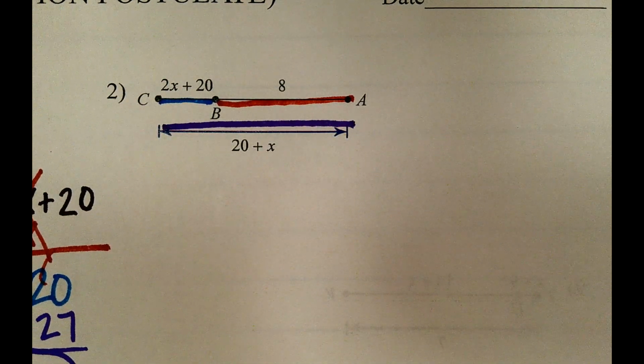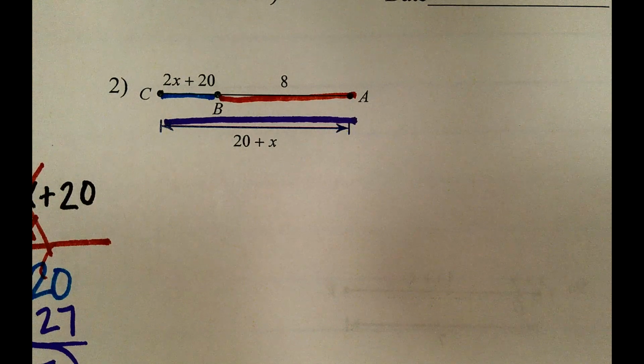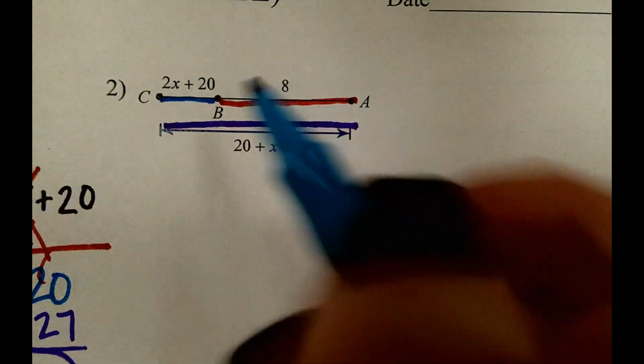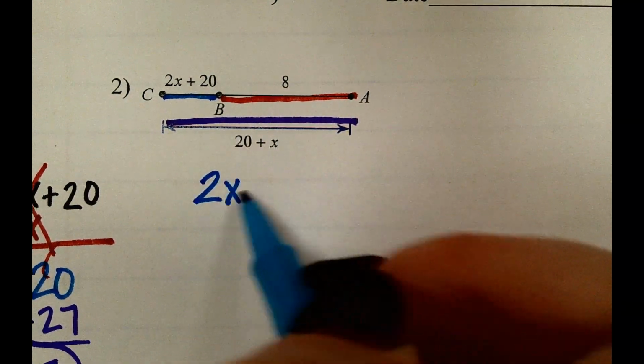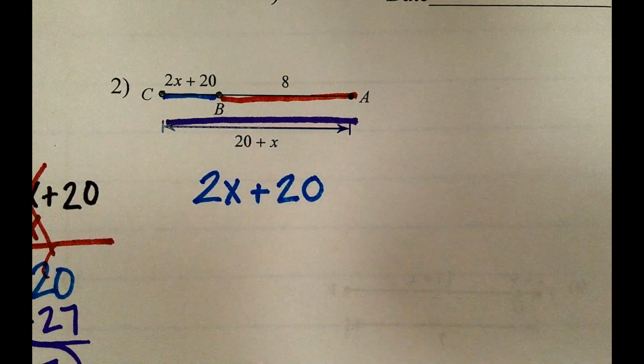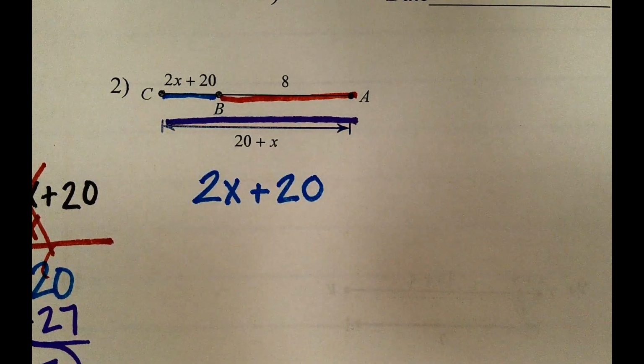That's how I'm going to do that. What equation should I write here? How do I set these equal to each other? 2x plus 20 plus 8 equals 20 plus x. Yes, 2x plus 20. That's this first small section. 2x plus 20 plus the other segment is 8. Oops.